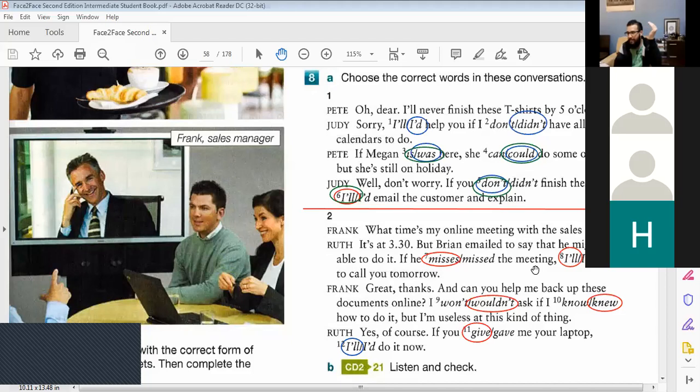So the probability is high. There's a high possibility, a real possibility this situation will happen.